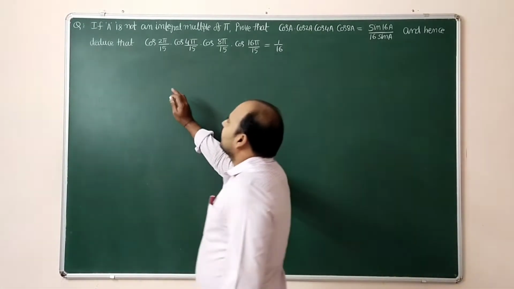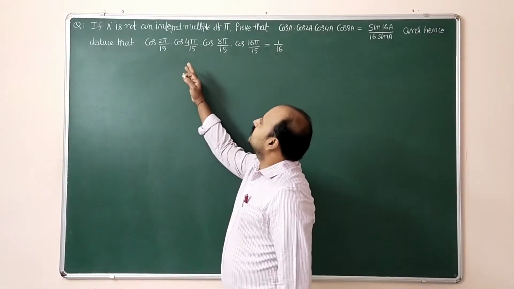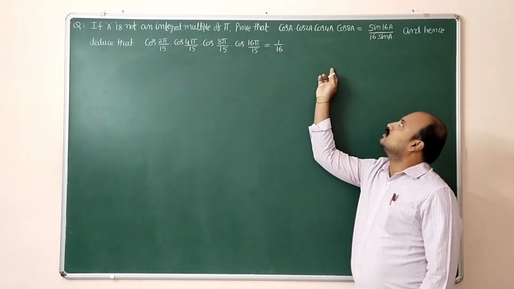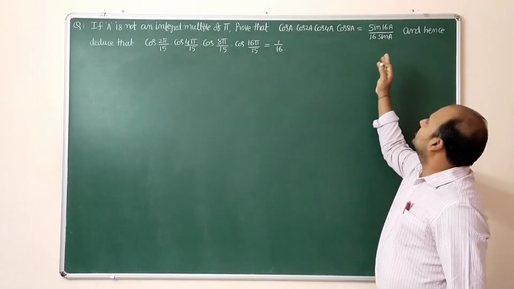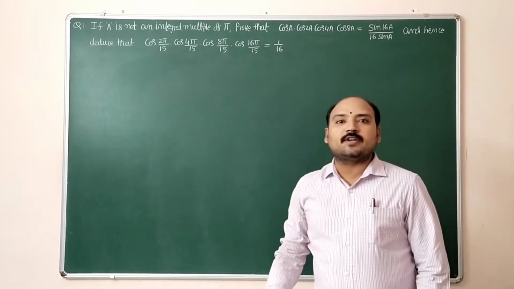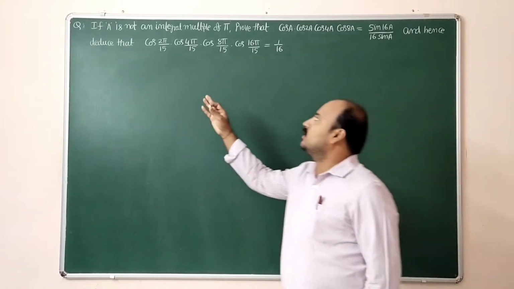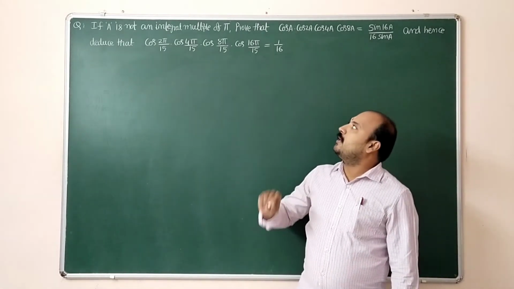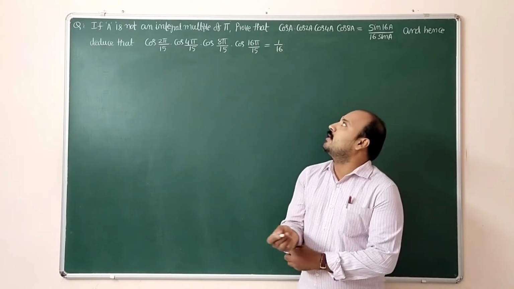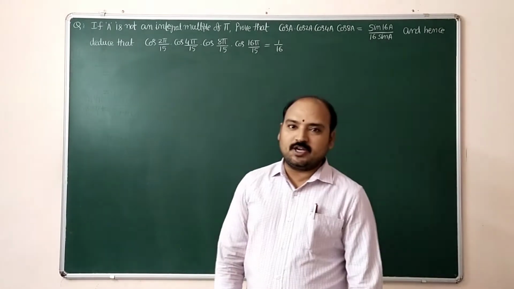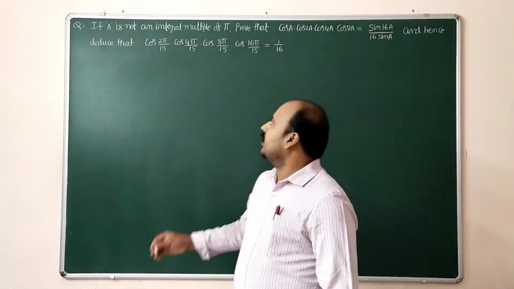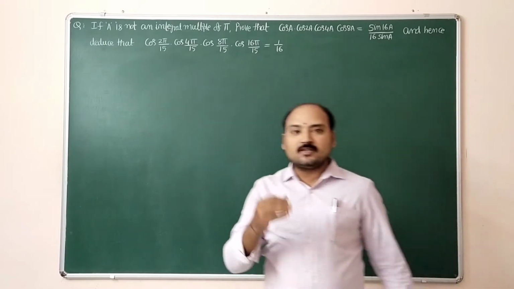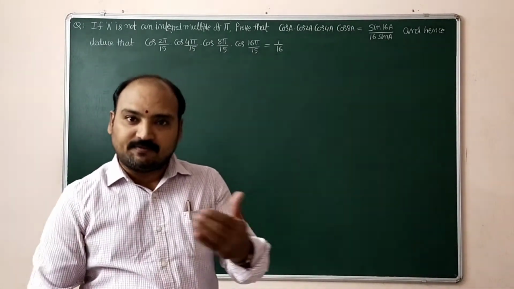See here, the first question. If A is not an integral multiple of pi, prove that cos A into cos 2A into cos 4A into cos 8A equals sin 16A by 16 sin A, and hence deduce that cos 2 pi by 15, cos 4 pi by 15, cos 8 pi by 15 and cos 16 pi by 15 equals 1 by 16. There are two questions here. One is we have to prove cos A into cos 2A into cos 4A into cos 8A equals sin 16A by 16 sin A. That is the first question.